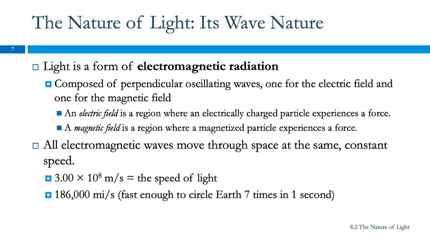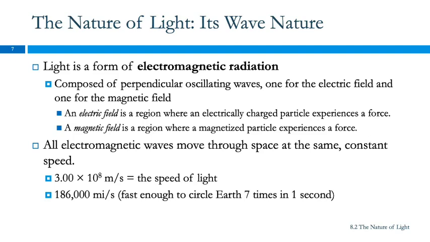Okay, so to begin understanding electrons, we are going to first talk about light. Light is a form of electromagnetic radiation, and so we're going to have a little physics lesson here. Electromagnetic radiation is composed of perpendicular oscillating waves. There's one for the electric field and one for the magnetic field.